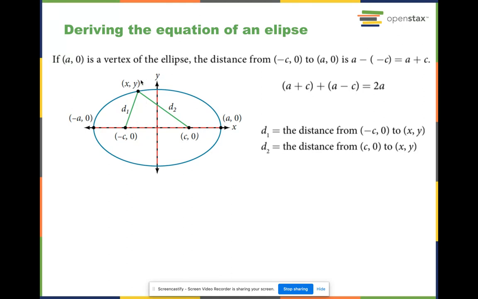So here's the first thing just to notice. If (a, 0) is a vertex of the ellipse, the distance from negative c to a, so this distance, is a minus negative c, or a plus c. So the distance from a to this foci, or focus point, is a plus c.